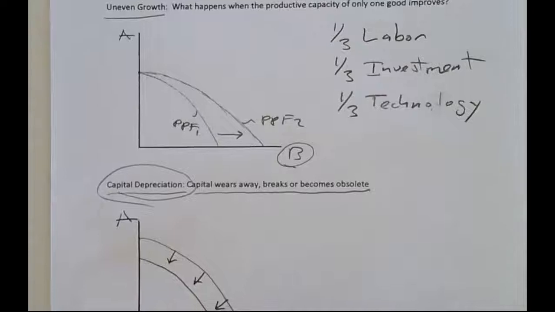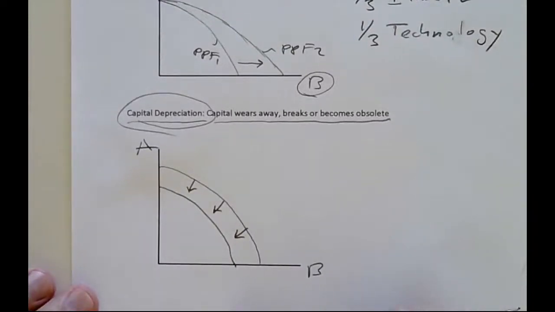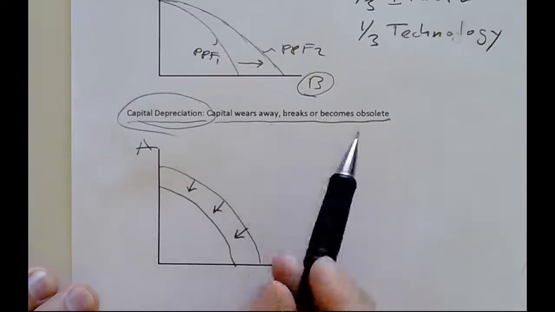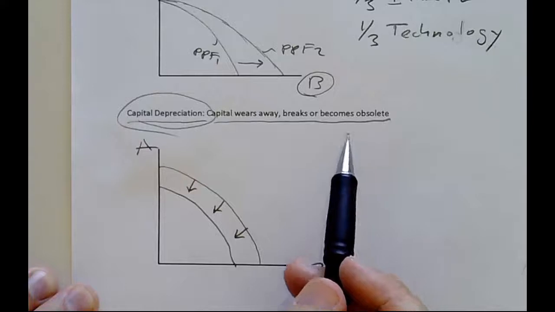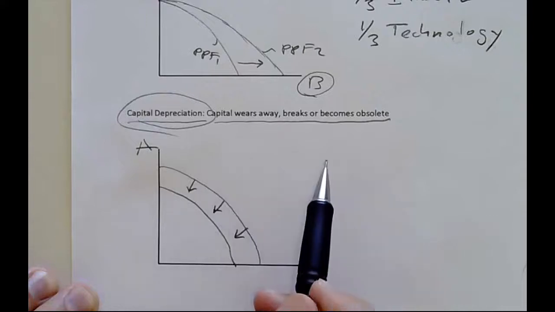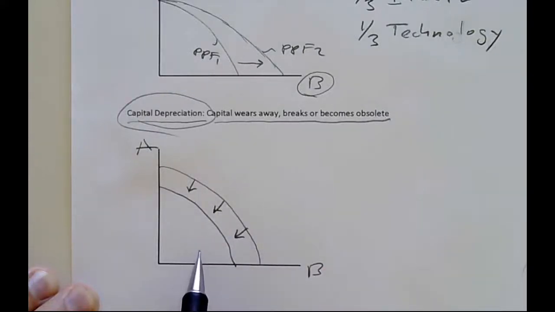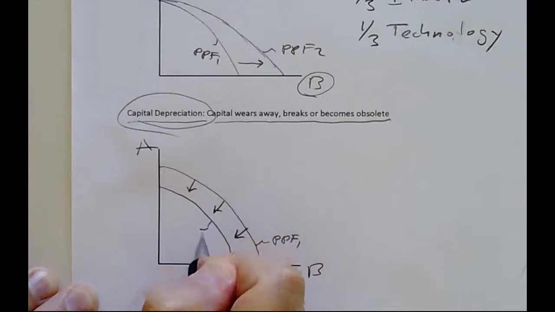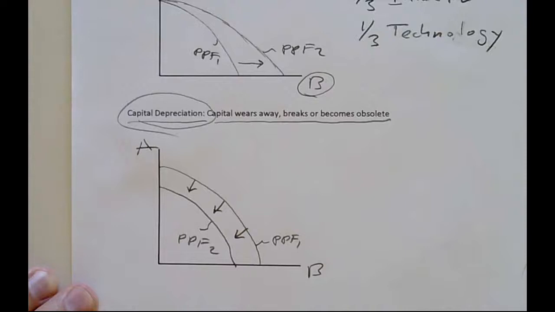And the last thing to talk about is the term capital depreciation. Capital depreciation is the wear and tear of capital. Capital wears away, breaks, or becomes obsolete and has to be replaced. If we do not replace it, then we have a shrinking economy. We would go from production possibilities curve 1, which is out to the right, and move in to the left to production possibilities frontier number 2. That's not good. That means we have a shrinking economy, and living standards are falling, which is not a very good situation.